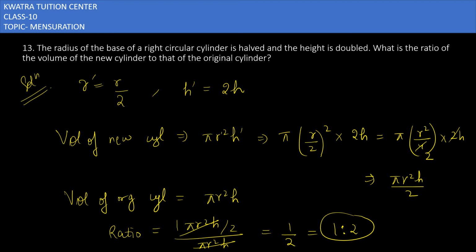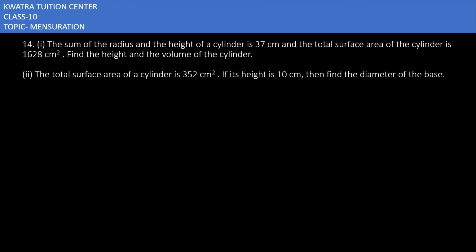Now moving to the 14th one. Let's start with question number 14. It says the sum of the radius and the height of a cylinder is 37 centimeter. तो यहाँ पे हमें फर्स्ट चीज जो मेंशन है वो ये है कि रेडियस और हाइट का जो सम है मिला के वो कितना है? 37 centimeter. And they are saying total surface area of the cylinder is 1628.